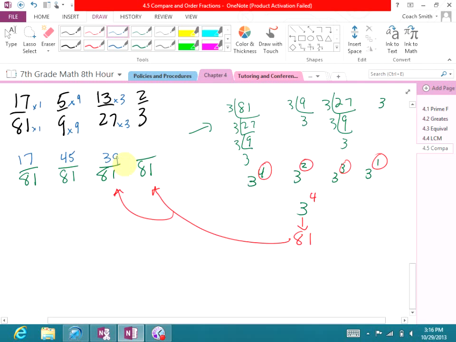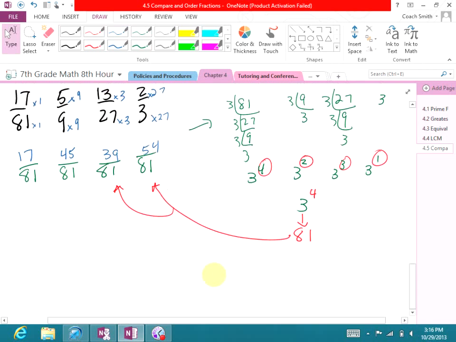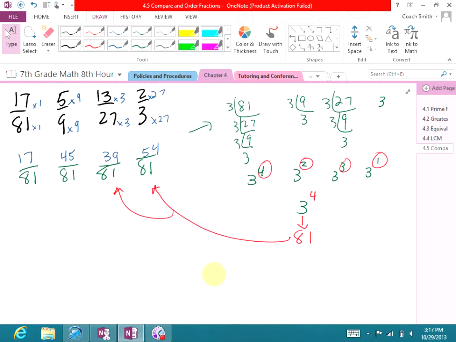Gracie, what did I do to 3 to make it 81? 3. Juliana already answered that during the announcement. Okay, multiplied by 27. So that makes 54. 2 times 27 is 54. So, as I look at those fractions then, I have 17, 45, 39, 54. Which would be the smallest? 17. So I put 17 over 81.